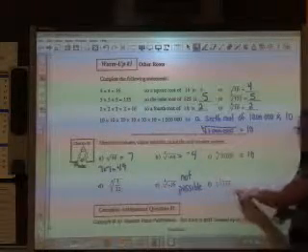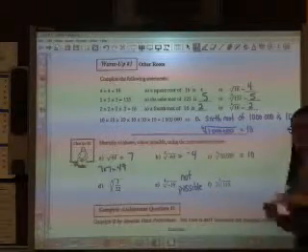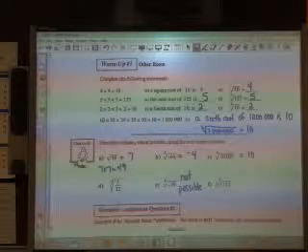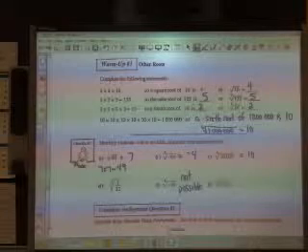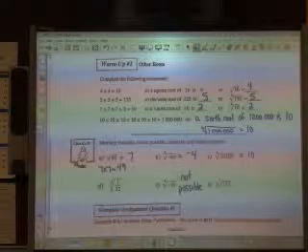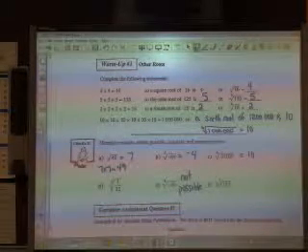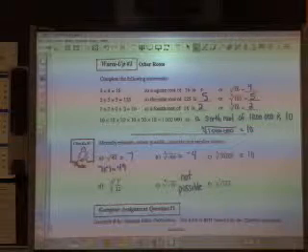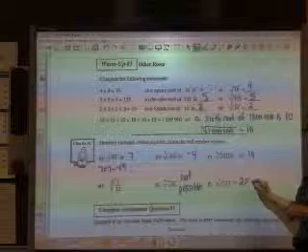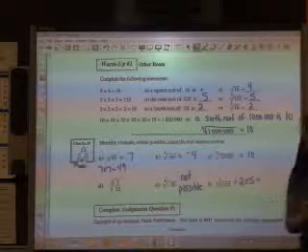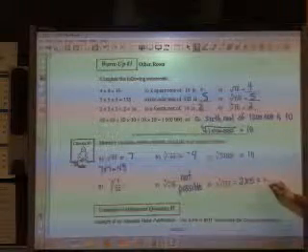If I look at F, F is 2 times the cubed root of 125. So can you think of a number that when I multiply it by itself 3 times, I would get 125? 5. 5 times 5 is 25, times 5 is 125. So then this would become 2 times 5, which is 10.